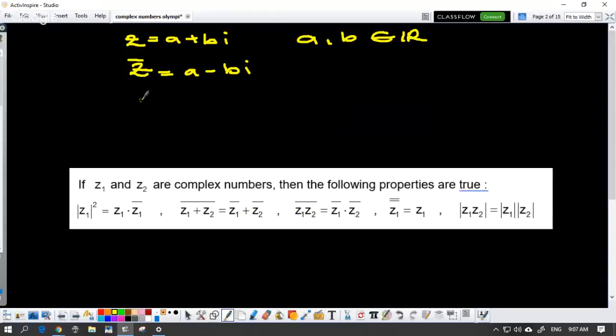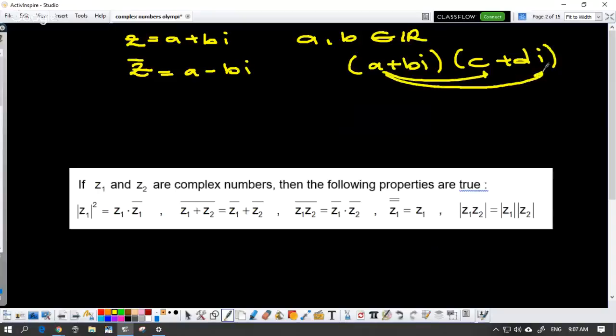And the multiplication and division rules: a plus bi times c plus di, it was a times c and a times di, like the normal multiplication we were doing here. And then bi and c di you're going to multiply. And here the important part, also i square is equal to -1. We shouldn't forget that one.